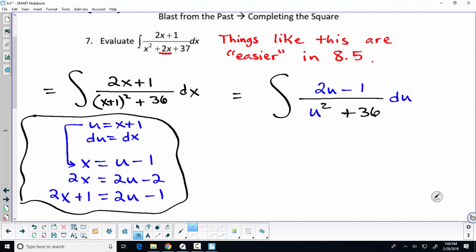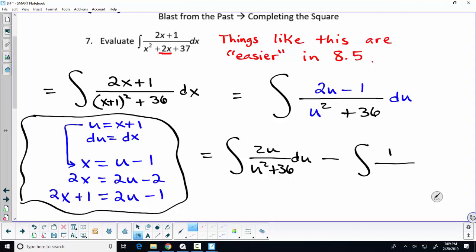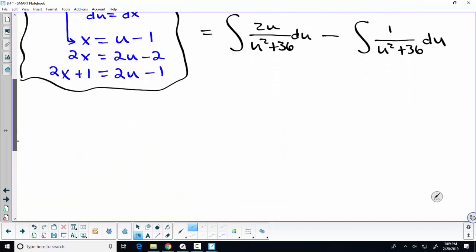We break up the integral, and you have a tangent substitution below. Yeah, right. So we split that up as 2u over u squared plus 36 minus the integral of 1 over u squared plus 36. So as mentioned, this is the left integral, inverse tangent.